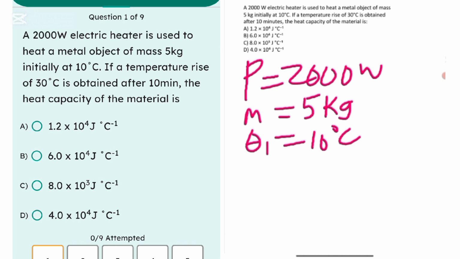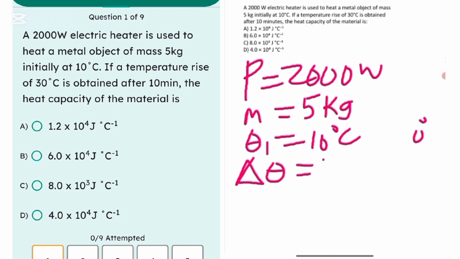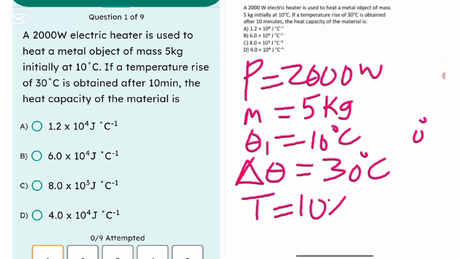Now this is theta 2. I can write it as theta 2 is equal to 40 degrees Celsius, because that means from here there was a plus 30 degrees Celsius rise. Or I could just write that the change in temperature is 30 degrees Celsius. Then it says if a temperature rise of 30 degrees Celsius is obtained after 10 minutes. So the time is 10 minutes. And 10 minutes means 10 times 1 minute, of which 1 minute contains 60 seconds, which gives me 600 seconds.